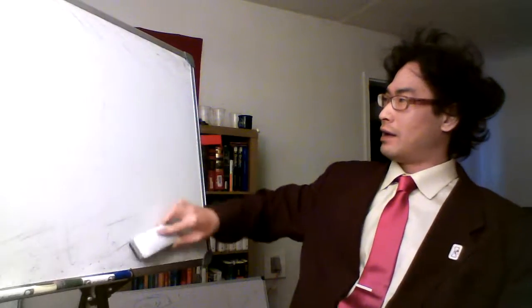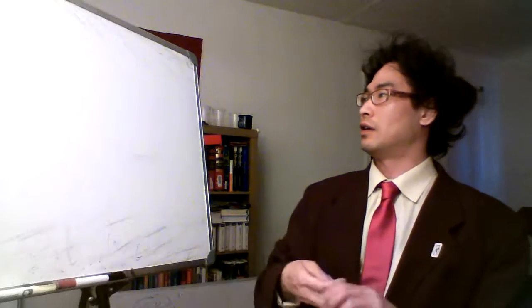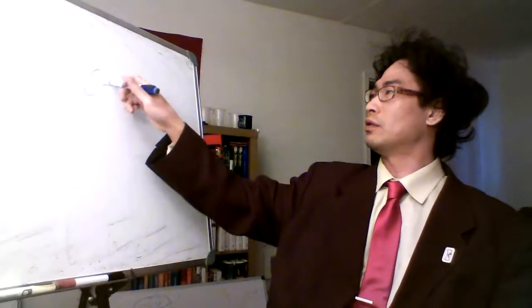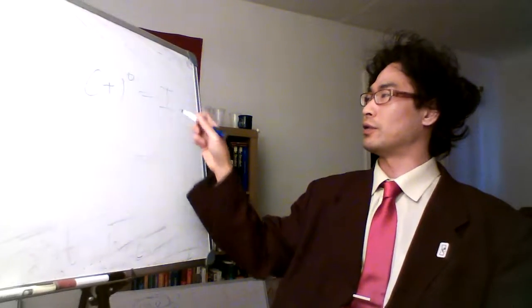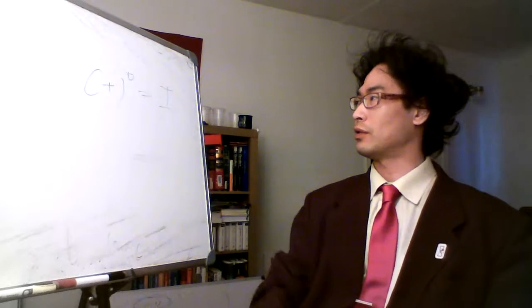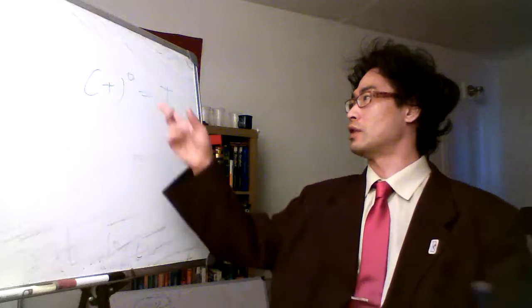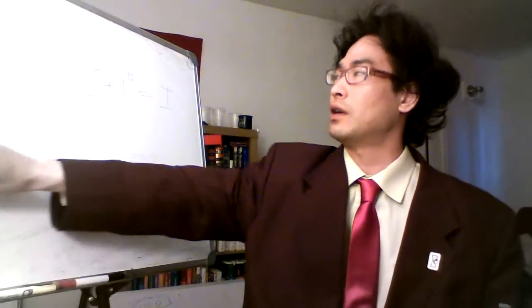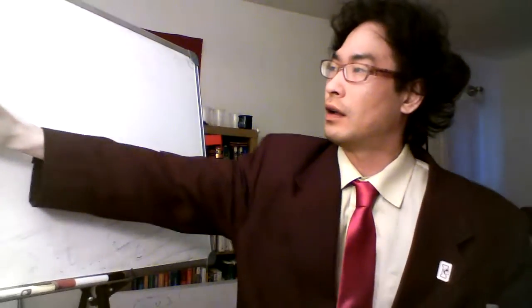So, well, what is the plus to the zeros then? Plus to the zero, we can think of it as some kind of identity, okay? Like A is equal to A, right? You are not doing anything, okay? Yeah, we can think of that as plus to the zeros. Identity function, okay?